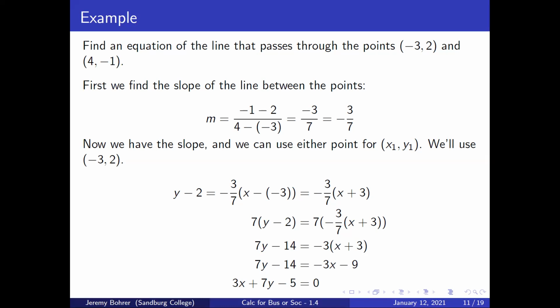We'll use (-3, 2). That gives us y - 2 equals -3/7 times (x - (-3)), which is -3/7 times (x + 3). I'm going to multiply both sides by 7 to get rid of that denominator. That gives me 7y - 14 equals -3 times (x + 3), and then I multiply through to get 7y - 14 equals -3x - 9. And we bring everything over to the same side, and we get 3x + 7y - 5 equals 0.